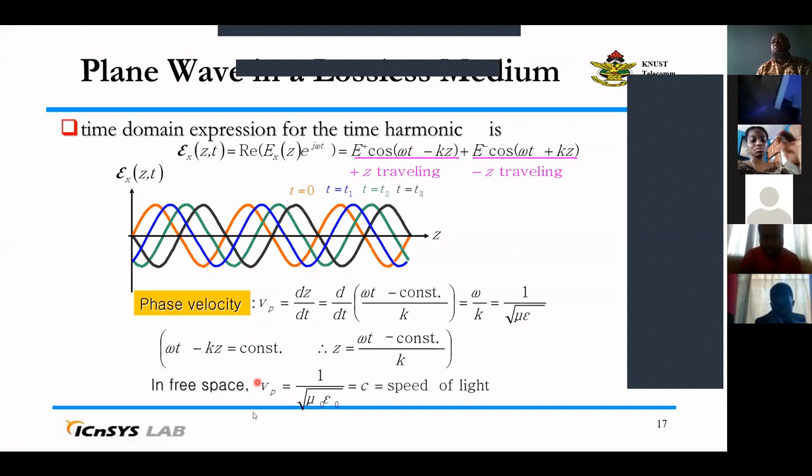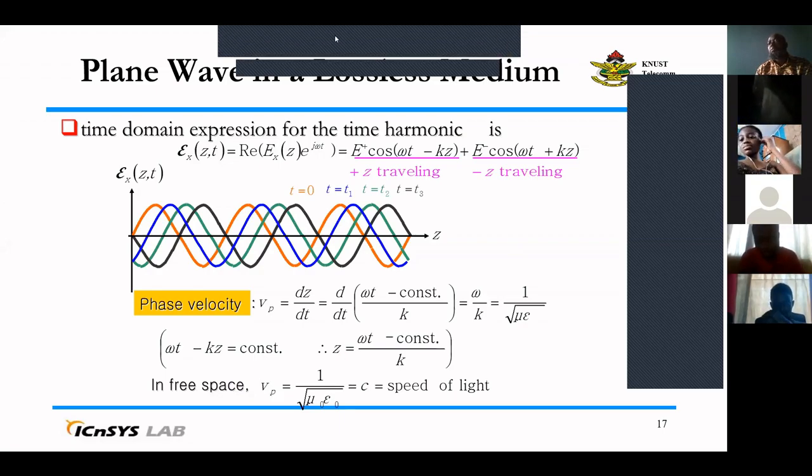And from this, we see that any such wave must travel at the speed of light.